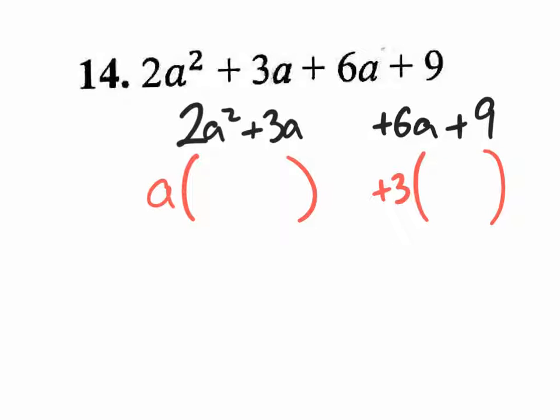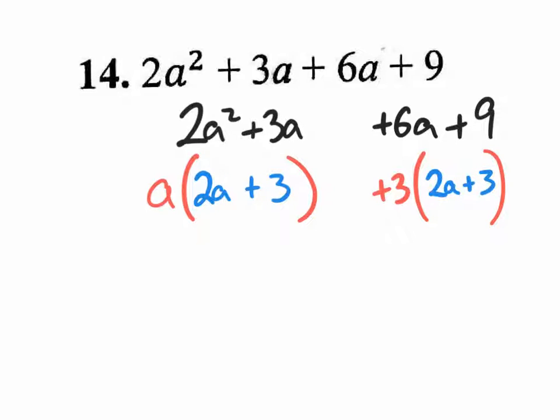Okay, now let's go back to the first group. If I pull out an a, what's left over on the inside? A times what gets us a 2a squared? 2a. A times what gets us a 3a? A 3. Let's go to the other one. 3 times what gets us a 6a? 2a. And then 3 times what gets us a 9? 3. Now, at this point, you should be feeling good because you have the same exact binomial here and there.